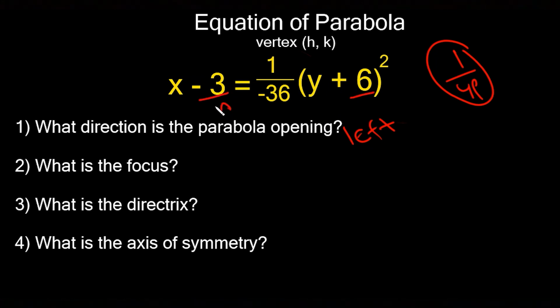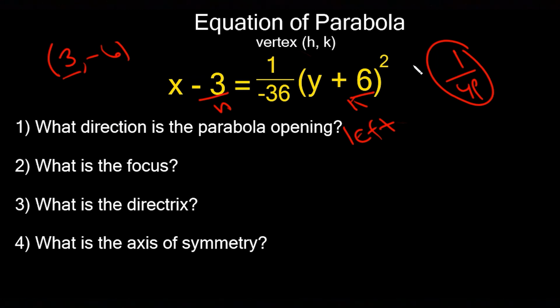So this is h and this is k. So pulling that out, that's going to give me 3, comma, negative 6, okay? So since it's opening up horizontally to the left, the only value that's going to be changing here is my x value, all right? And I'm going to be adding p to that. So how do I get p?